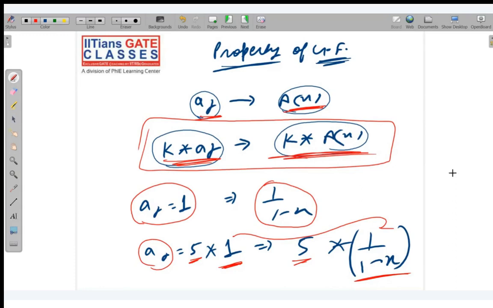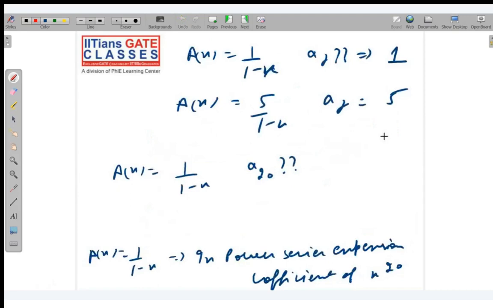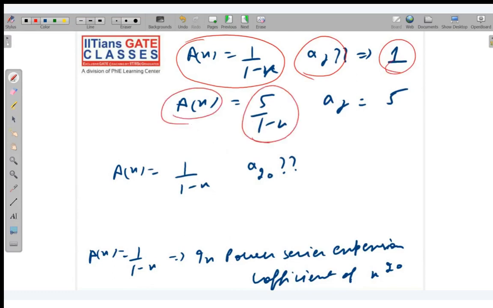Done? Okay, let me jump to the next slide. In the GATE exam, they will ask each and every possible way. You should know each and everything. For example, they can give the generating function as 1 upon 1 minus X and ask what the numeric function is. Immediately you will say 1. If the generating function is 5 upon 1 minus X, immediately you will say the numeric function is 5. You should be able to answer a straight question, an opposite question, everything.